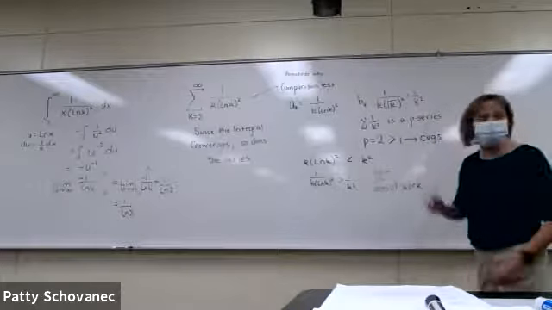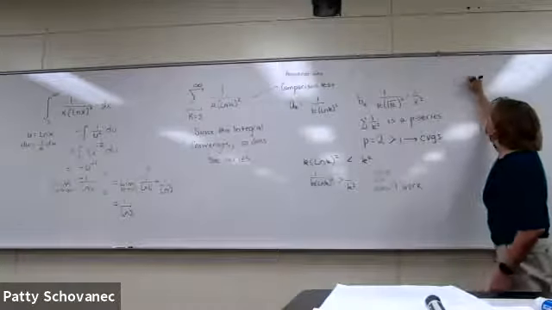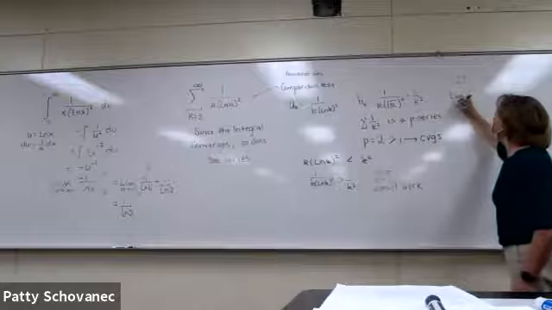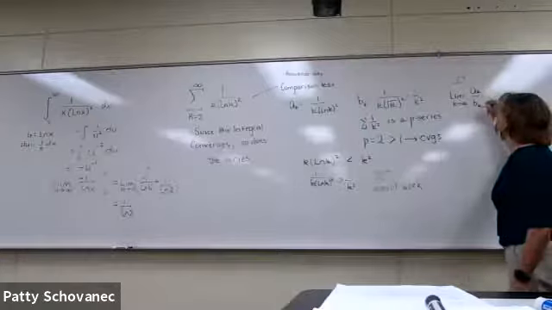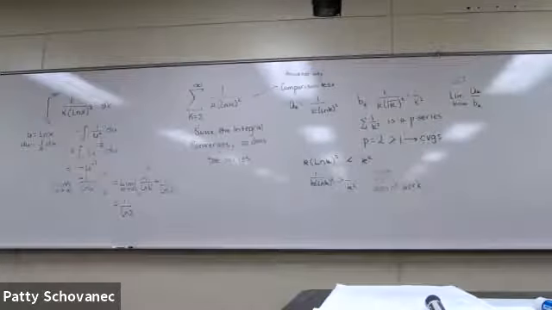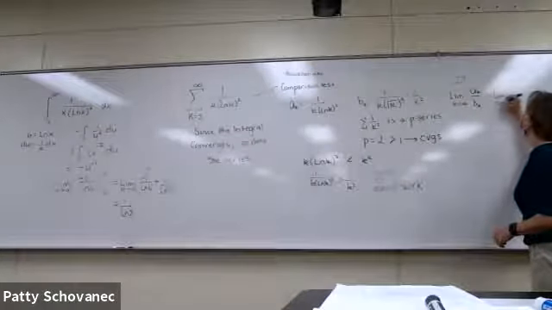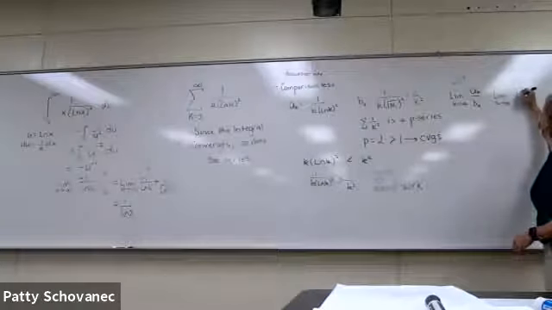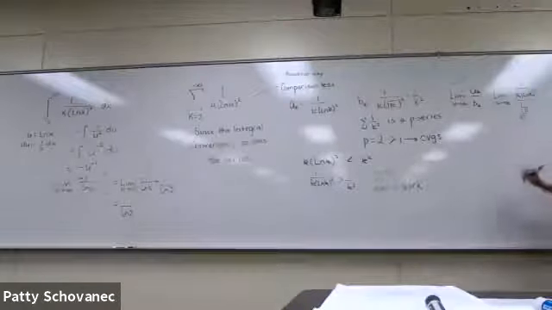Limit comparison test is not going to work either. Let's see if I've got room to work it. I do. In the limit comparison test, we take the limit as k goes to infinity of our given series over our comparison series. And if we get a positive finite limit, both series do the same. Well, if I take this thing here and divide it by that one, I'm going to get an infinite limit.